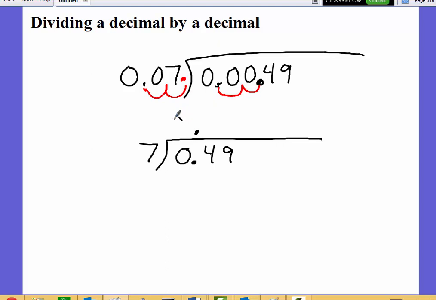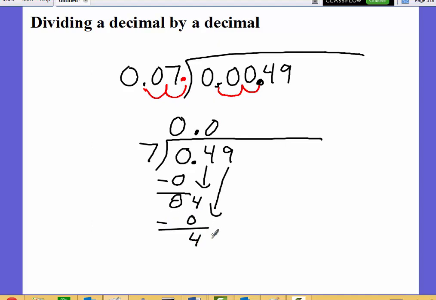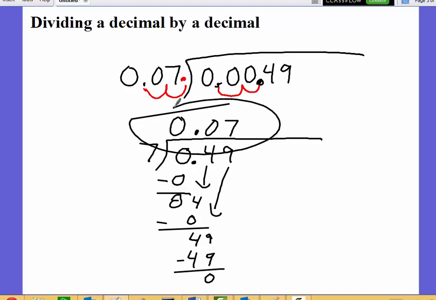I know 7 goes into 0 0 times. Multiply, subtract, bring down. I know 7 goes into 4 0 times. Multiply, subtract, bring down. 7 goes into 49 7 times. Multiply, subtract, and there's nothing to bring down. So here's my final answer.